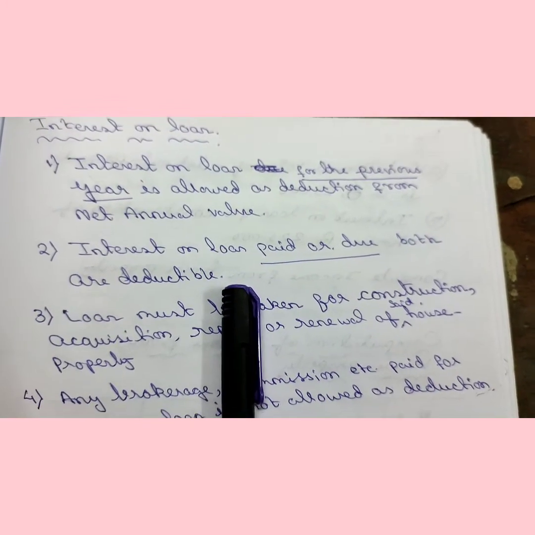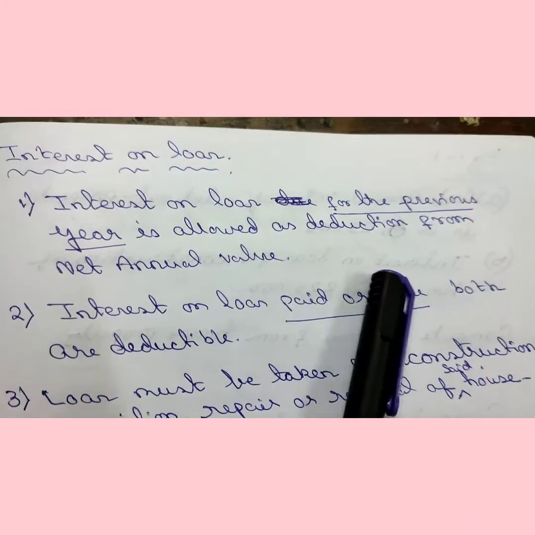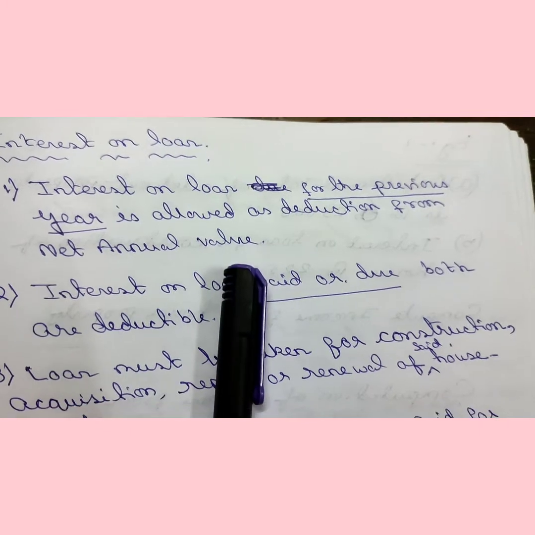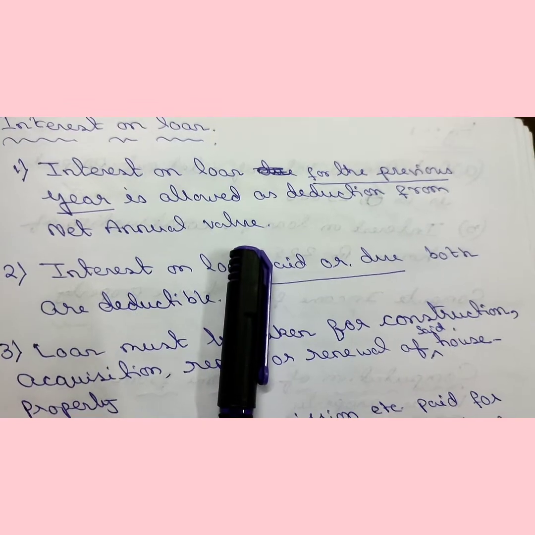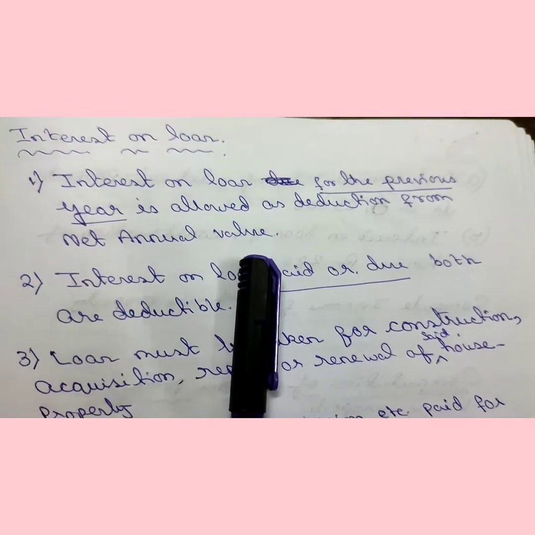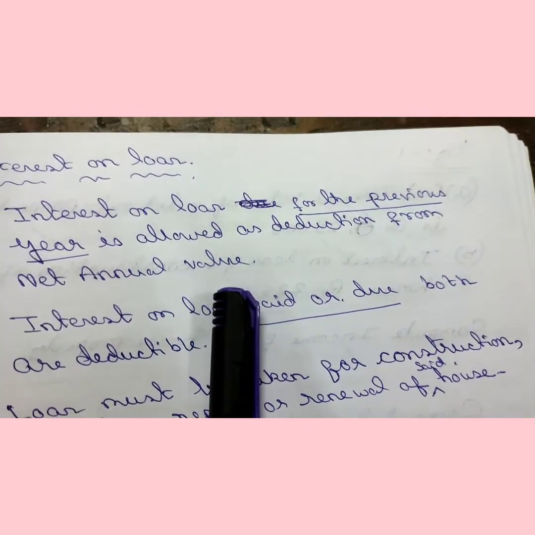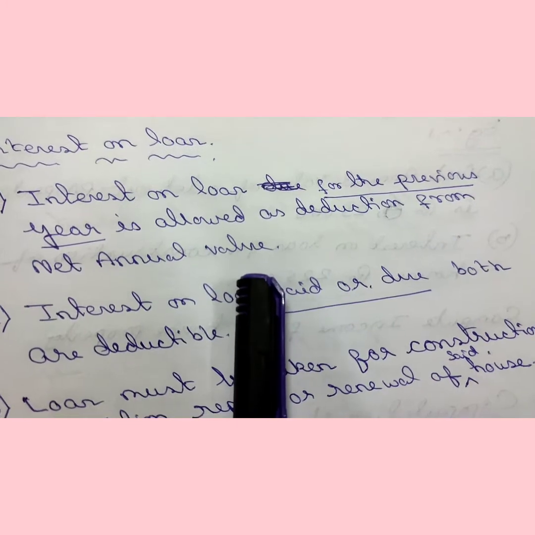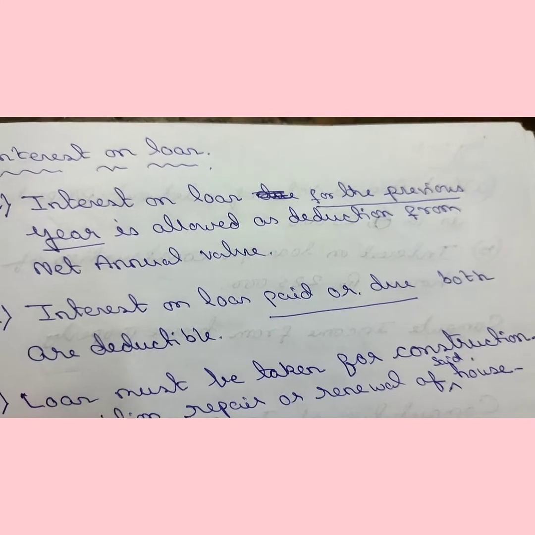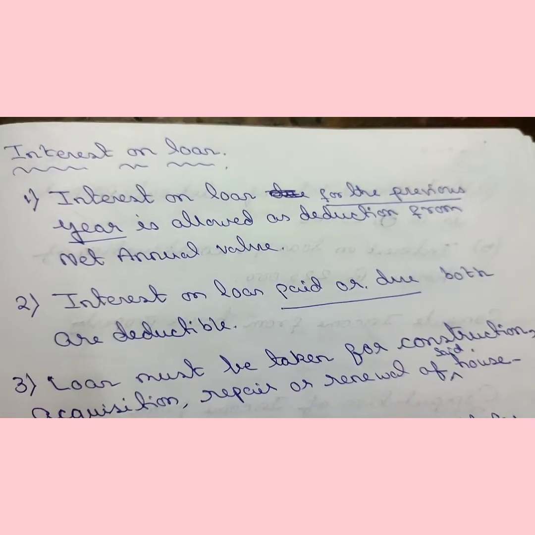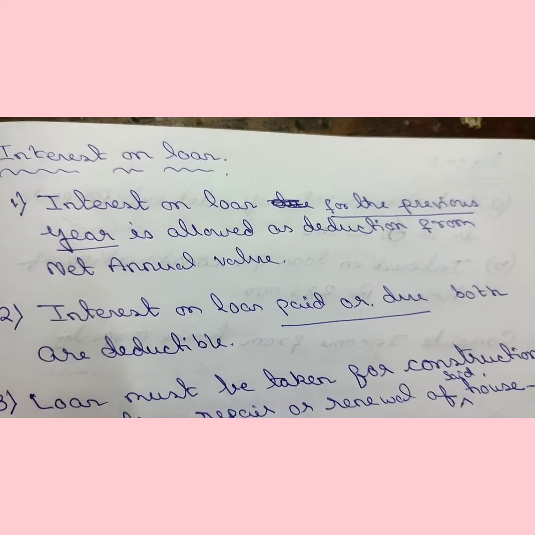net annual value. First point is, interest on loan for the previous year is allowed as deduction from net annual value. That means for which previous year you are computing income from house property, in that year the amount due for interest is deductible from annual value. No other previous year's interest is allowed as deduction for your relevant previous year.